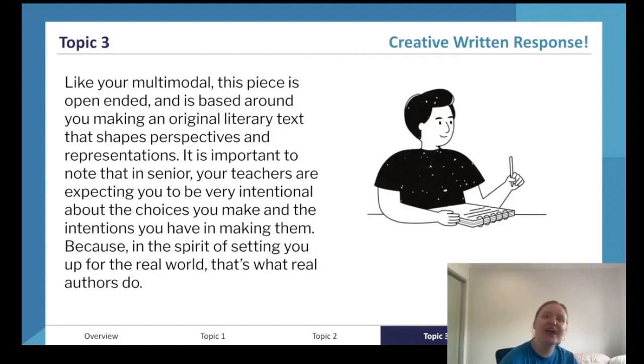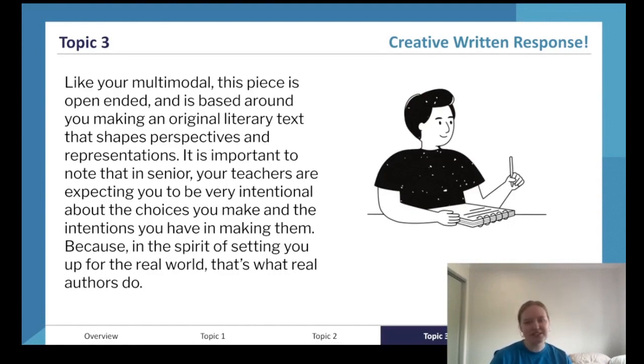All right, so your creative written response, just like your multimodal, this piece is open-ended, and it's based around making an original literary text, being really intentional about choices you're making in order to create certain emotional responses within an audience. You're also going to be shaping perspectives and representations in your piece as well.